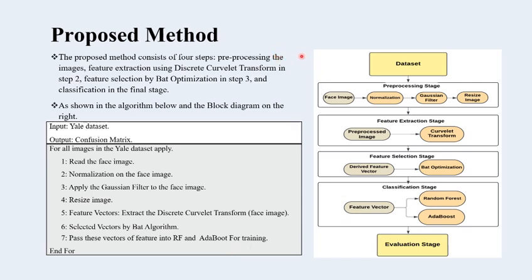In this block diagram, the dataset is input to pre-processing, where normalization, Gaussian filter, and resize are applied, then feature extraction by curvelet transform, then feature selection by path optimization. Finally, classification by random forest and AdaBoost.